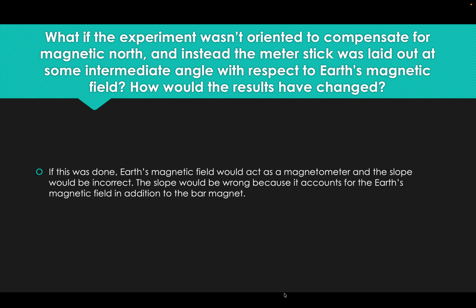What if the experiment wasn't oriented to compensate for magnetic north, and instead the meter stick was laid out at some intermediate angle with respect to Earth's magnetic field? How would this change our results? Well, Earth's magnetic field would act as a magnetometer, and the slope wouldn't be right for our measurements. It would be wrong because it accounts for the Earth's magnetic field in addition to the bar magnet.